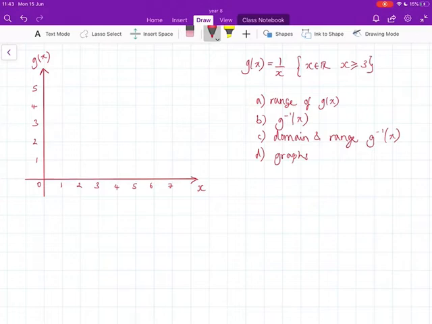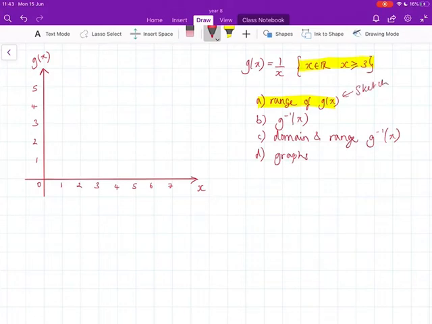Okay, so this is question 4, part A. So we've got g of x is our function, which is 1 over x, and this part here is the domain of our function. So we're told x can take any real number as long as x is greater than or equal to 3. So the best way to get the range of the function, which we'll ask for in part A, is to draw a sketch of the graph.